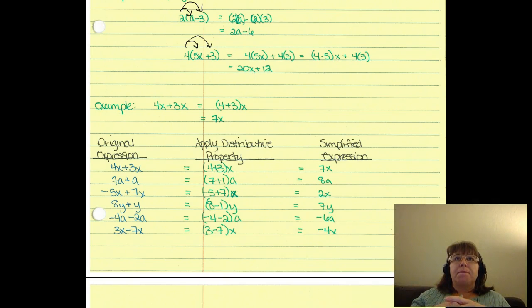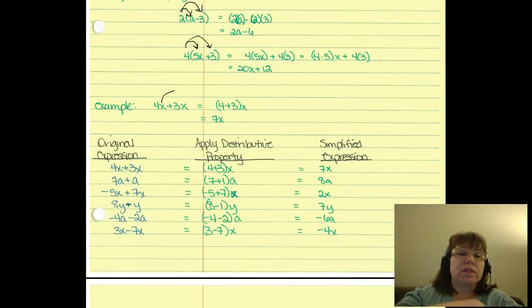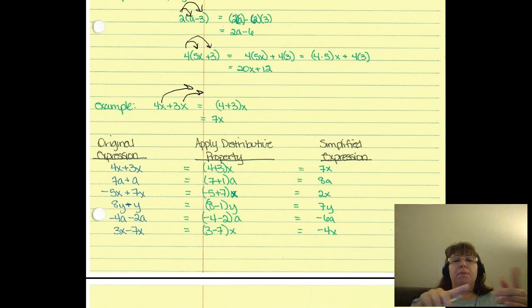The example of 4x plus 3x. Using my distributive property the reversed way, I'm going to take an x out of both of them. And because I can take an x out of both of them, now I have the grouping of 4 plus 3 times x. Well, 4 plus 3 is 7, so my solution is 7x.